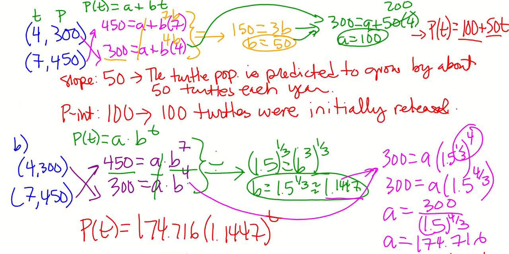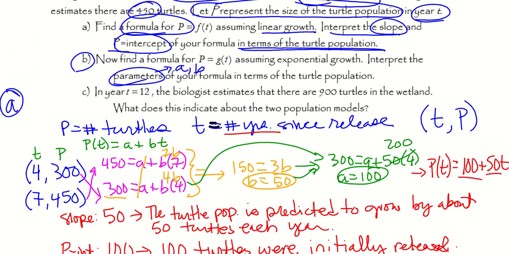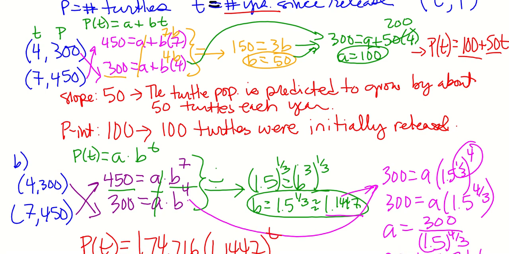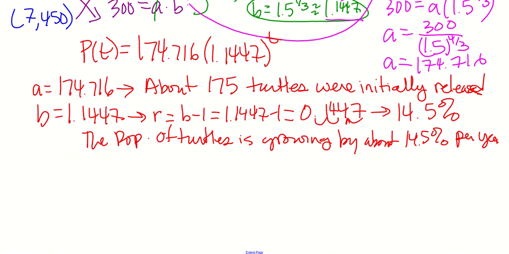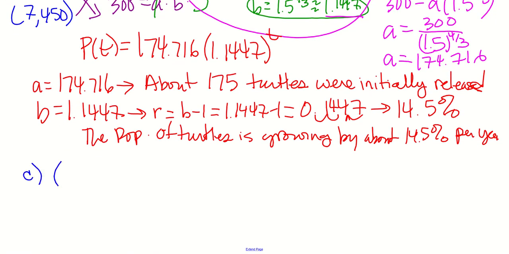The last thing we need to do here, the last question, it says that in year 12, T equals 12, the biologist estimates there were 900 turtles. And it says, what does that indicate about the 2 population models? So what does that tell me is better, the linear model or the exponential model? Well, we will test them both. A model is supposed to predict what will happen. So if we come back to C, we had the point 12, 900. This was time, this is my population of turtles.